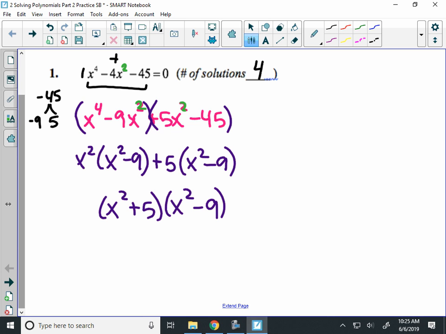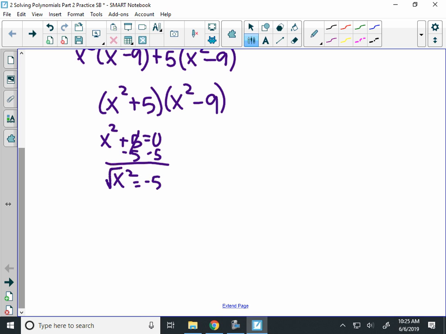Now for both of those, since they're x squared and a number, I can go ahead and set each factor equal to 0 and solve for x. So I'm going to subtract 5, get x squared equals negative 5. Now be careful, when I square root, I have to write plus or minus in front of my answer, and negative is going to have an i. Radical 5 does not break down, so those are two of your roots. i radical 5 and negative i radical 5.